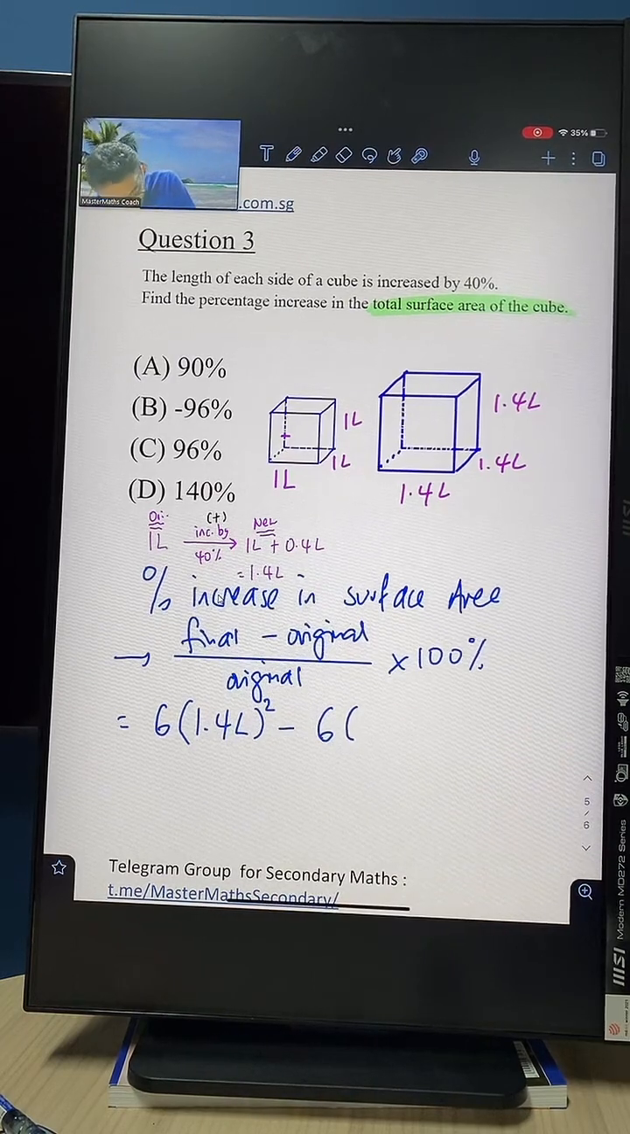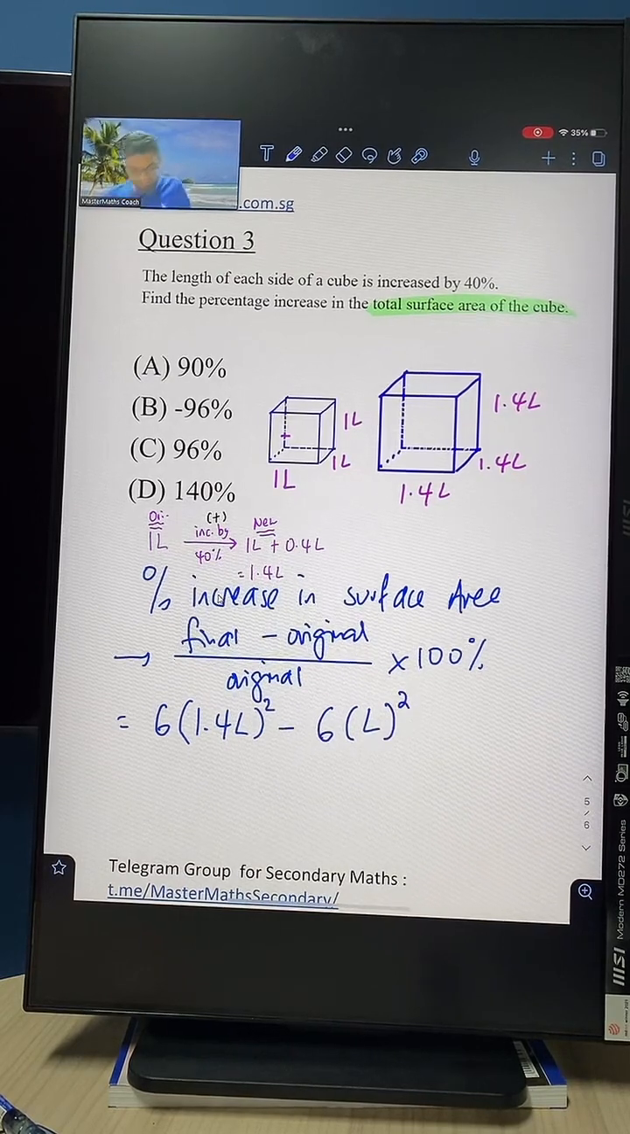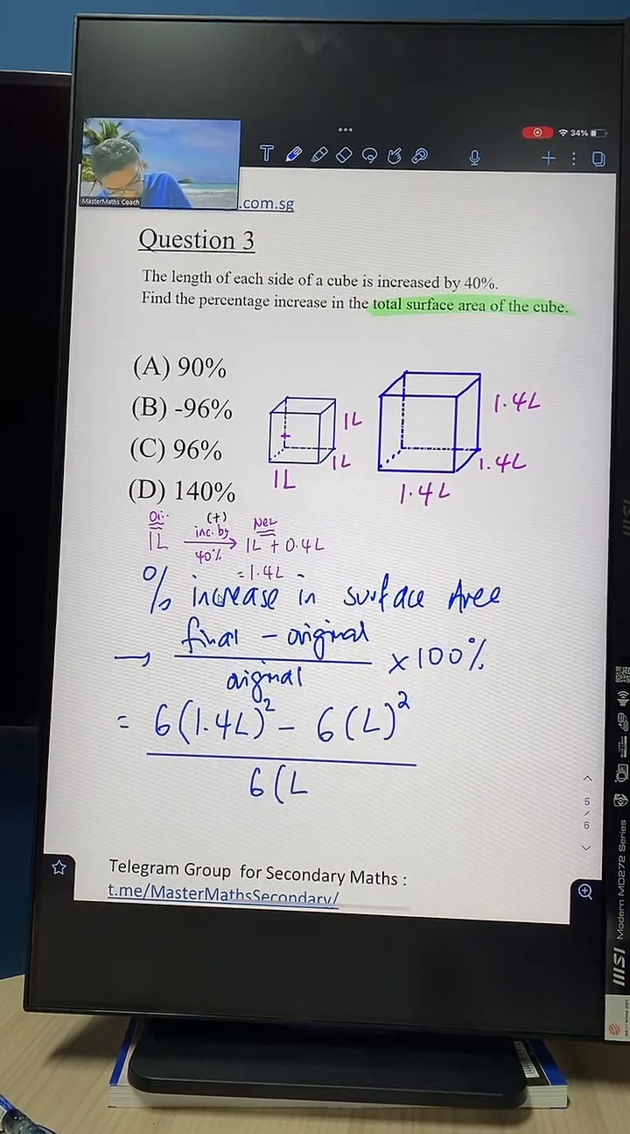6 times of 1L times 1L. Huh? 1L times 1L, which is L squared. Very nice. Okay, guys? Everything divided by the original surface area, which is 6 times L squared. Everything times 100%.